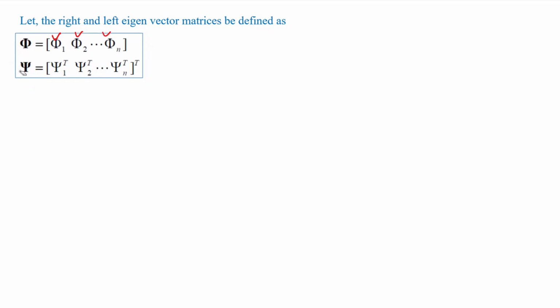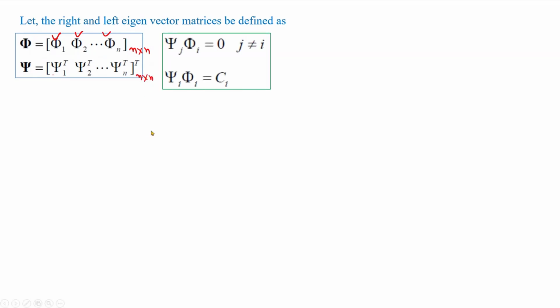So let us represent these left and right eigenvector matrices in this form. This phi is a column vector, right? Phi 1, phi 2, up to phi n are column vectors, and they are combined together to form a matrix of n by n. Similarly, here there are row vectors psi 1, psi 2, up to psi n. We are taking the transpose, which means each becomes a column vector. The column vectors combined together form a matrix, and then we take the transpose again, so it becomes an n by n matrix.